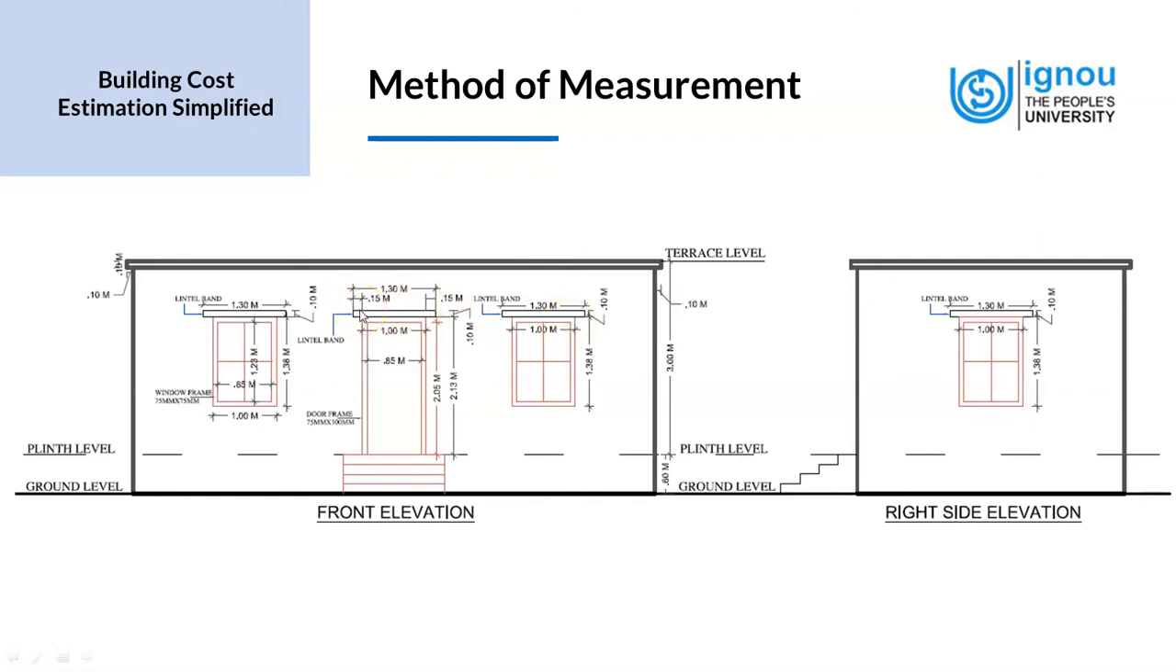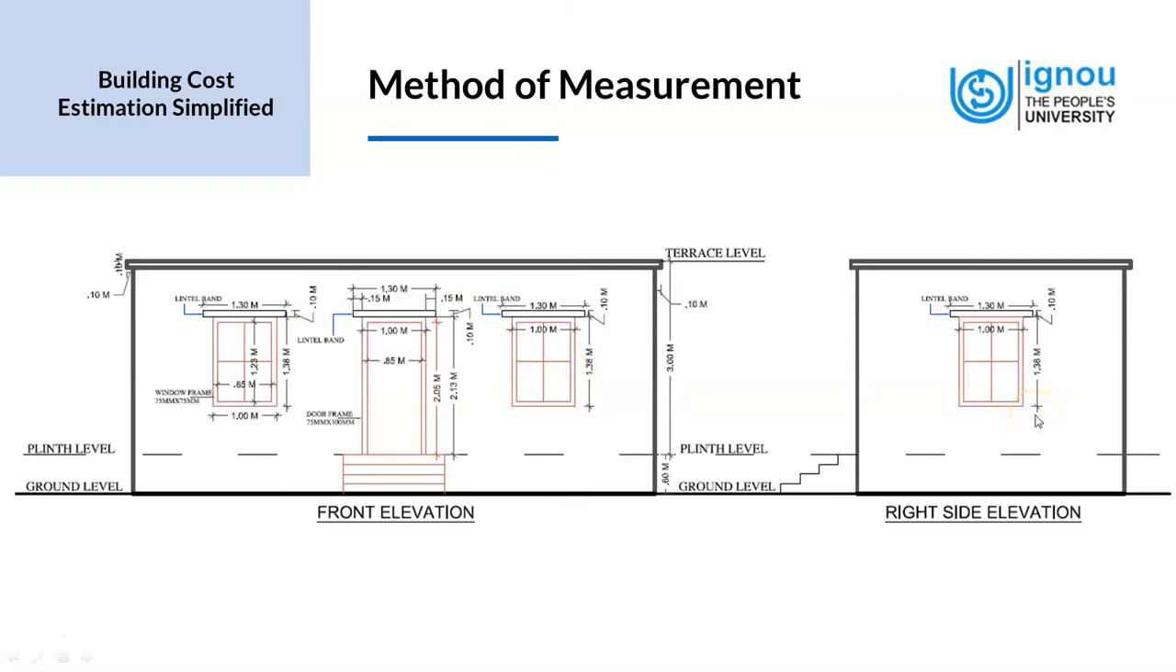The lintel band is a member that spans openings. It's cast of concrete in this case, and the dimensions are 1.3 meters for each of the openings. Now the thickness of the lintel band is 0.1 meters, as we can see here. So that's the information that is available from the front elevation drawing.